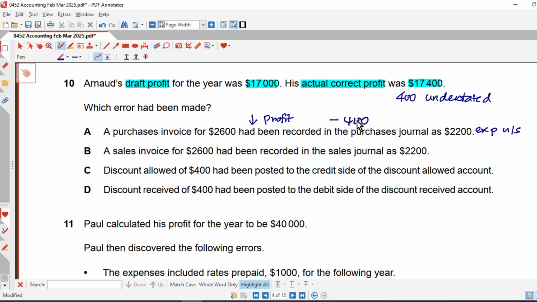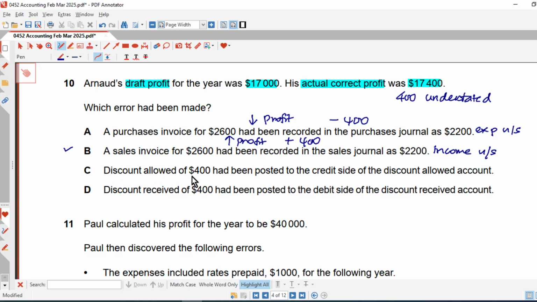Minus 400, no good. A sales invoice for 2006 recorded in the sales journal as 2002. So income understated, right? That means my profit is understated. So when I make a correction, the profit should increase by 400. So I believe B is a good answer as of now.